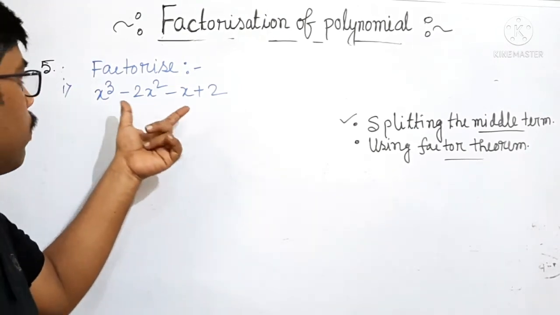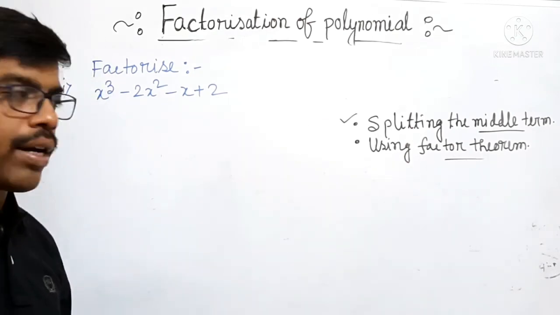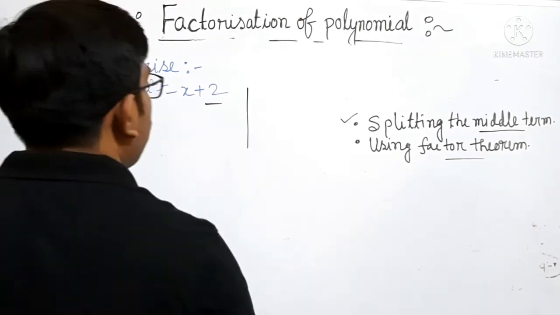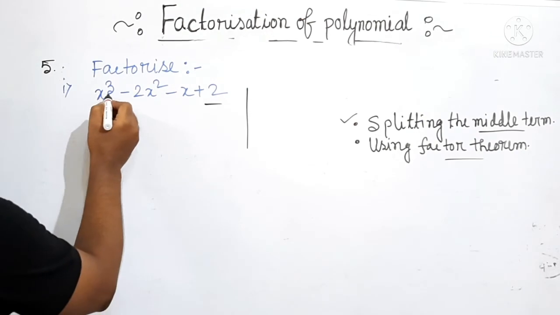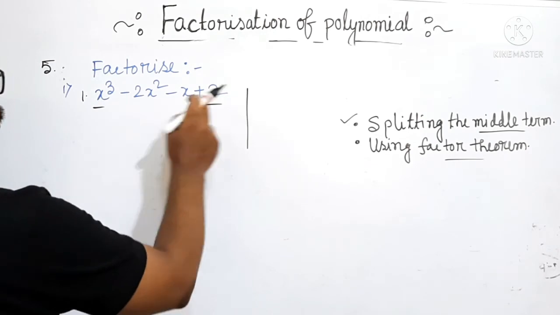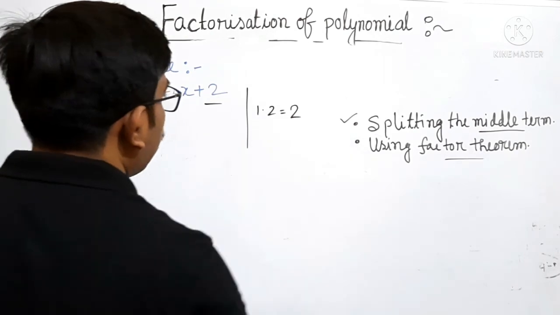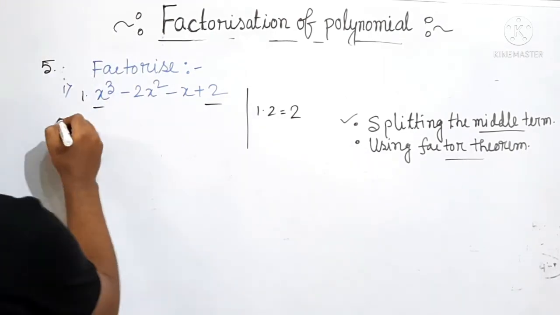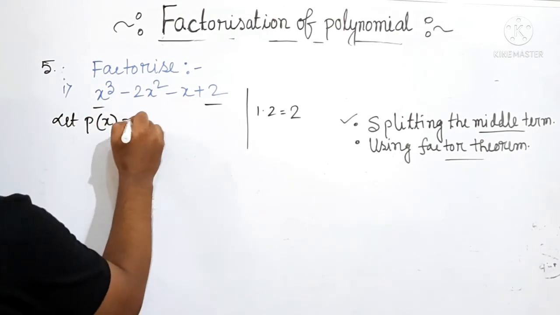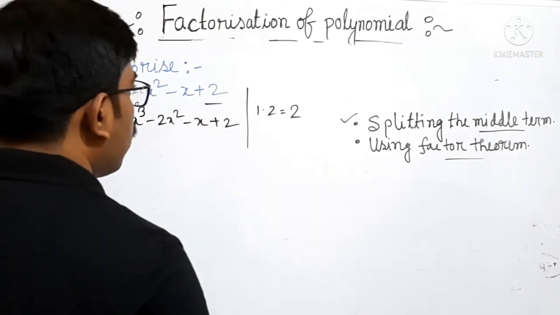Now we will solve this polynomial by the factor theorem. Okay. Just for your learning. Here also at first you have to notice that the coefficient of x cube is 1 and the last term is 2. So at first you have to multiply these two terms and it will be 2. Okay. Now let P(x) equal x cube minus 2x square minus x plus 2.